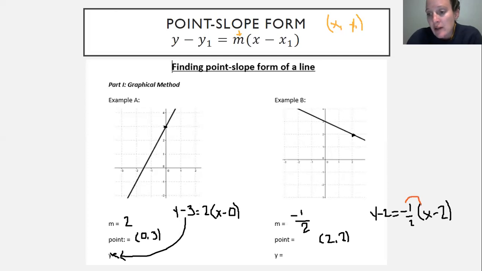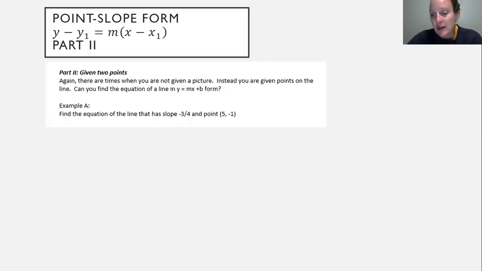Now, I will challenge you: distribute that -1/2 and then add the 2 over and see if you get y equals mx plus b from our first examples. They should be the same. It should give you the exact same y equals mx plus b. Try it and see what you get. But again, we're going to take that graph away from you. It's not always going to be a nice picture.